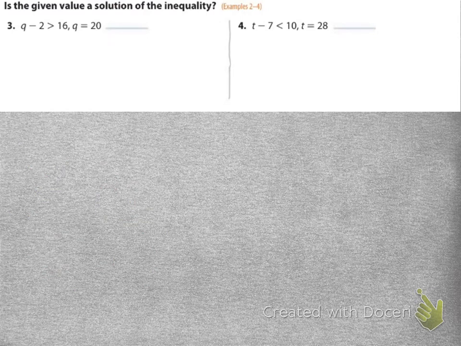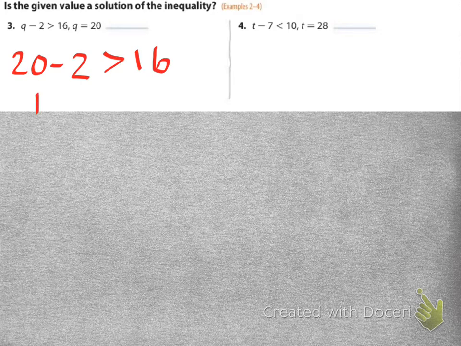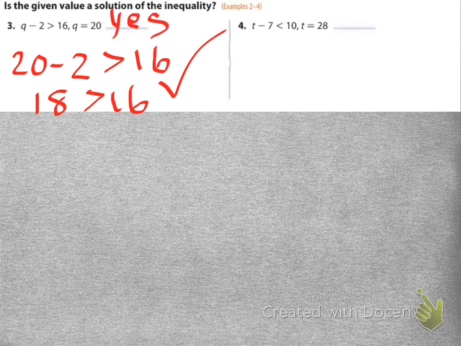Is the given value a solution of the inequality? So this time, they're not giving us options. They're giving us just one, and they're saying, does that number work? So we're just substituting. We're going to put in q equals 20. So we're going to say q minus 2 is going to be 20 minus 2, and they're saying that's greater than 16. Well, 20 minus 2 is 18. Is 18 greater than 16? Yes. So the answer is yes. That 20 is a solution in that inequality.